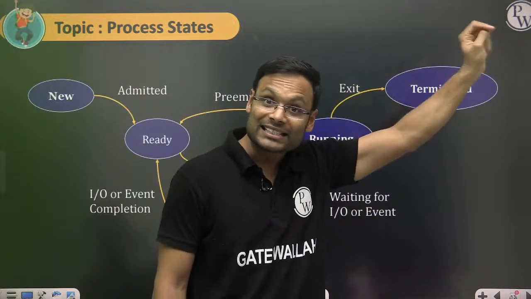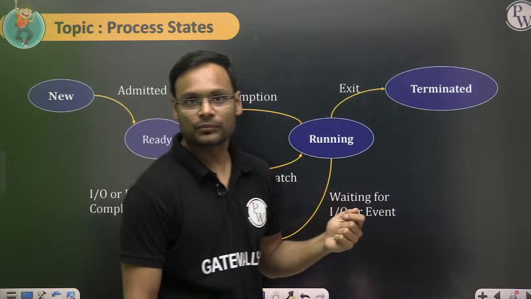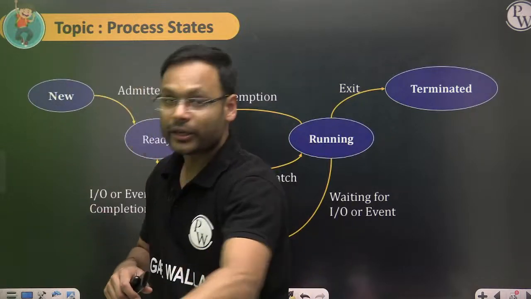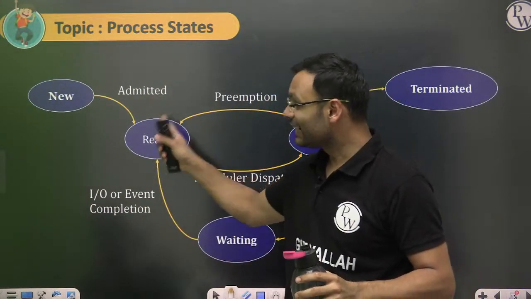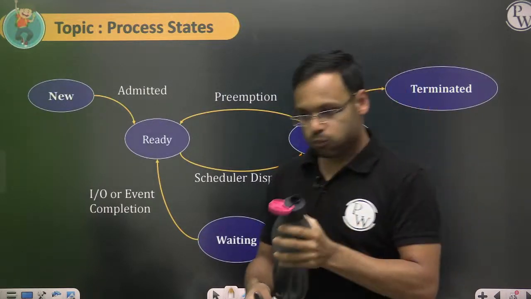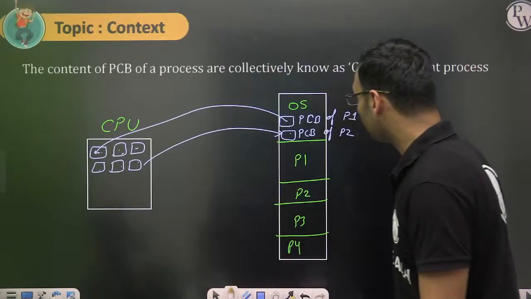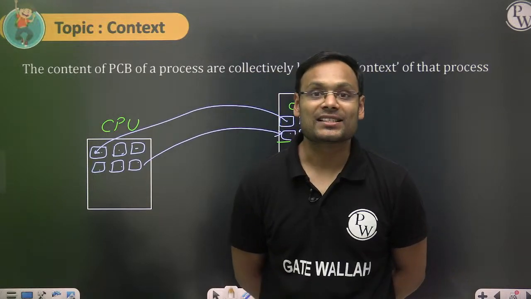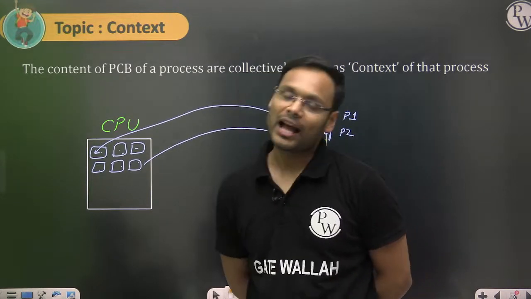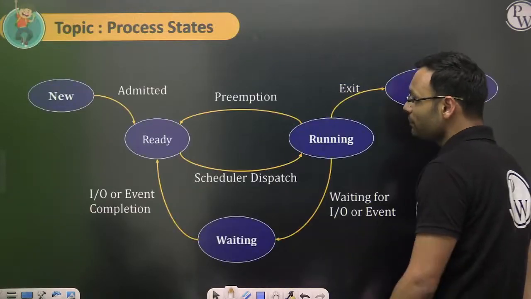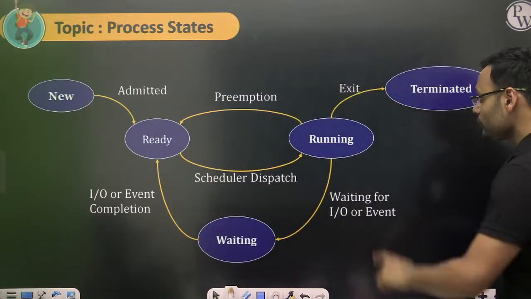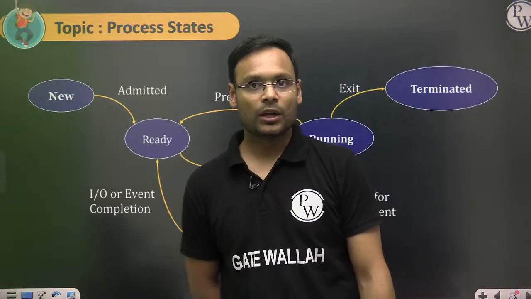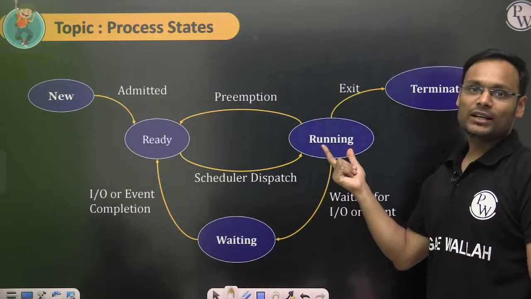The batter is not inside the ground batting yet. I'm talking about cricket. So the batter is ready. Whenever I get the chance, my captain will say, go and play. All those batters are in the ready state. So there are many processes in main memory, each just waiting for its chance. Whenever the operating system says, you go to run, it will run. All those processes waiting for the CPU are in the ready state. Next, the running state. Whichever process is running on the CPU is in the running state.